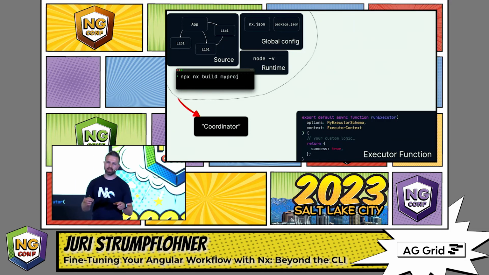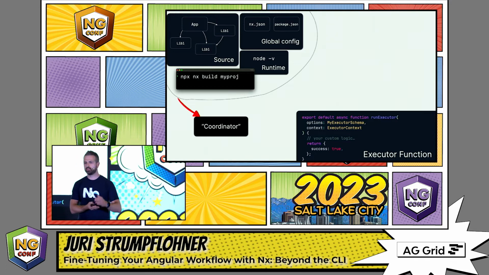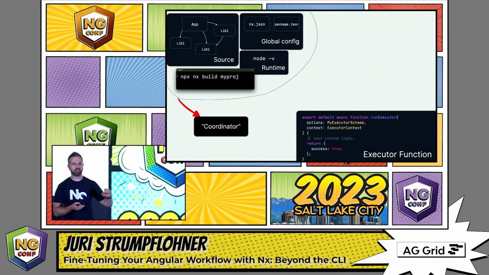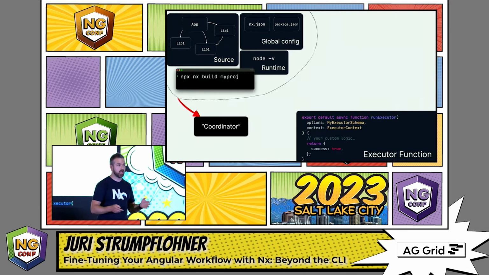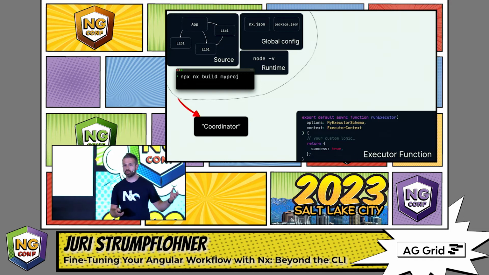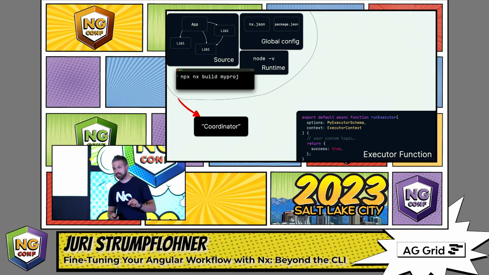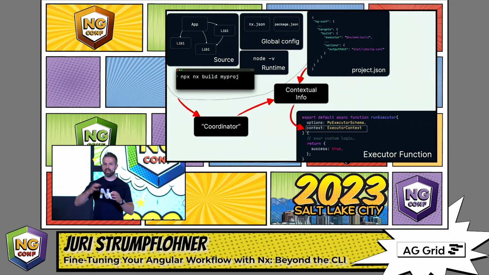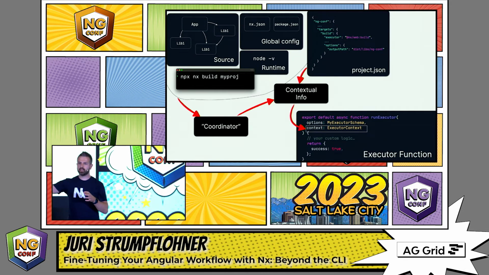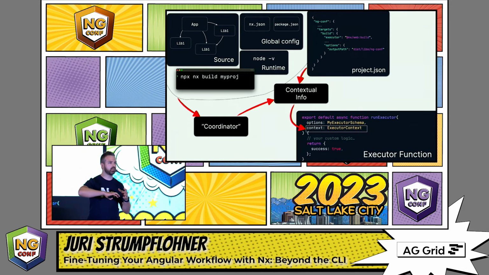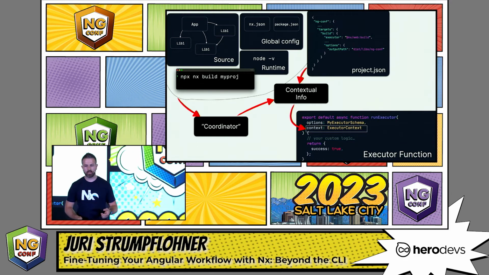What that coordinator does is it checks things like caching, right? So it produces a hash code, matches it against the local cache, and if it is already present, it wouldn't even run my executor function, just restores what has run before. If that didn't happen, it's now going to collect that contextual information, take also configuration that the user provided in the configuration file, like in a project JSON, and then pass it again to my executor function.